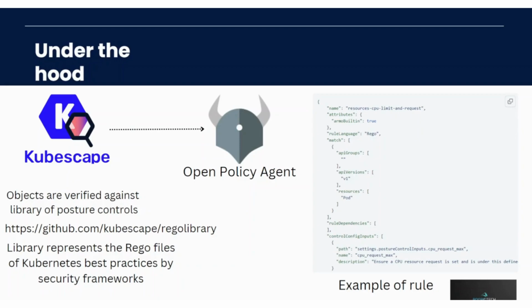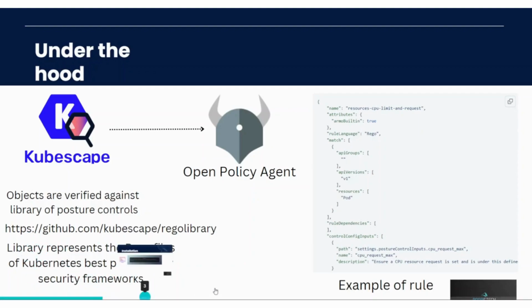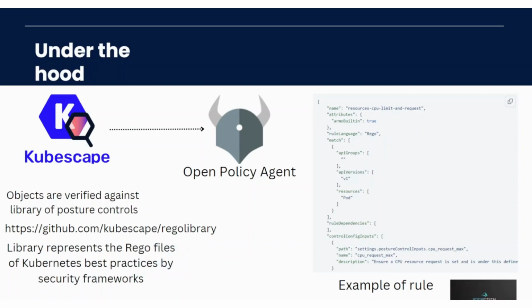Now, if you want to add to the Kubescape library, I've linked what the library is right here. This library is essentially representing some of the frameworks that are best practices for security specifically, right? This is just showing an example of their library's inputs. If you want to edit that, you can see how it works. It's referencing the rule language, the API groups, API versions, essentially parameters that it's looking for, with a description, etc. So I just wanted to show you a little of what's under the hood.